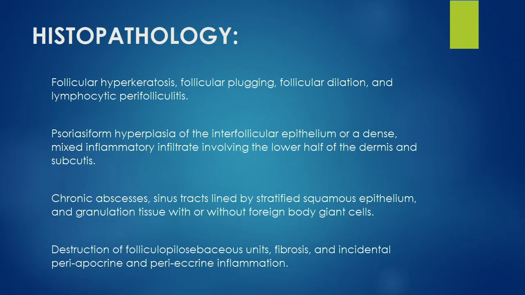Histopathology. The histopathologic findings in HS vary according to the stage of the lesion. Common early features include follicular hyperkeratosis, follicular plugging, follicular dilation, and lymphocytic perifolliculitis. Biopsies of established areas of disease can demonstrate additional features, including psoriasiform hyperplasia of the interfollicular epithelium or a dense, mixed inflammatory infiltrate involving the lower half of the dermis and subcutis.